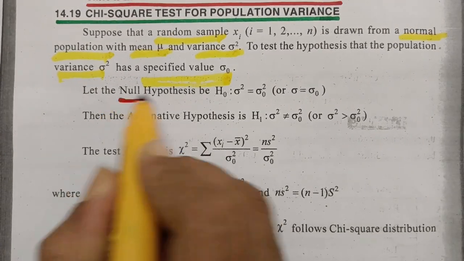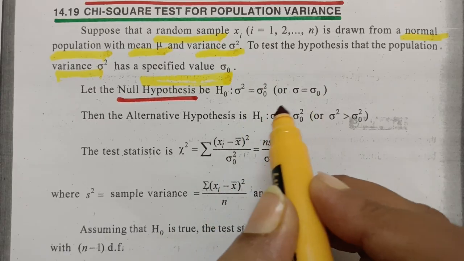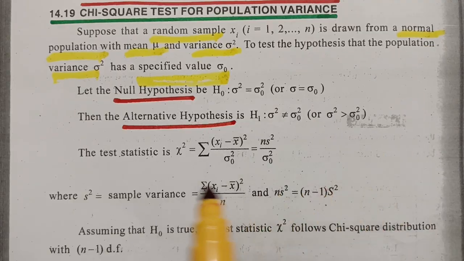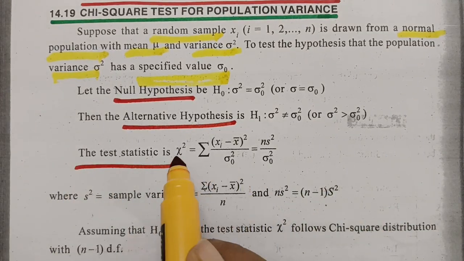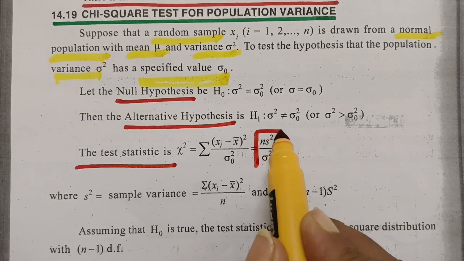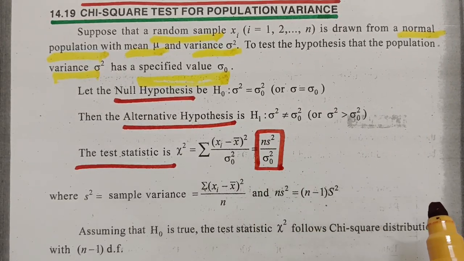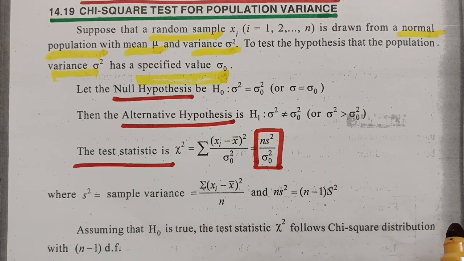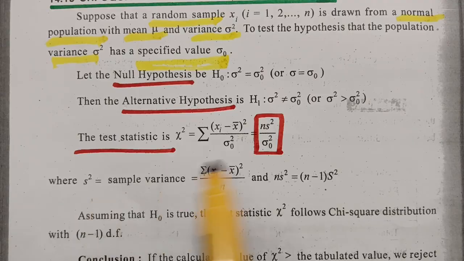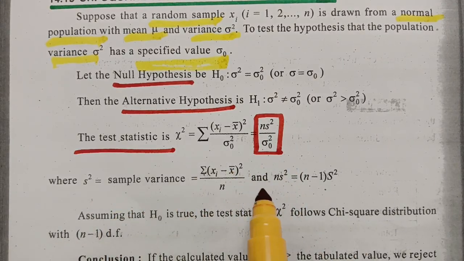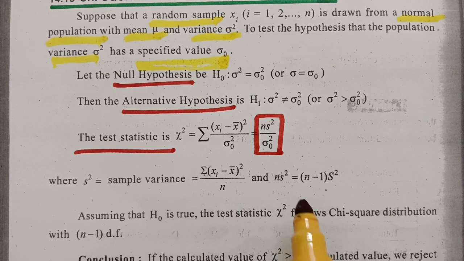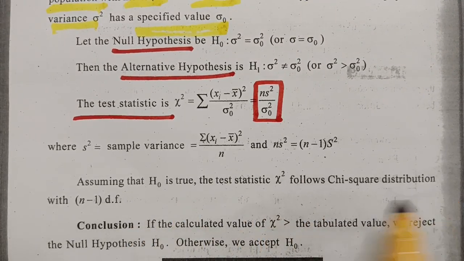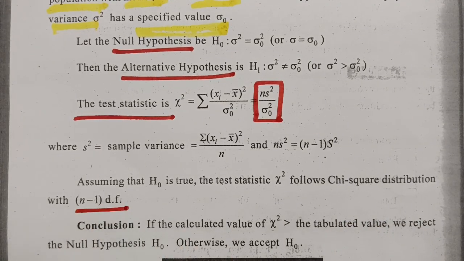The first one is the null hypothesis: sigma square is equal to sigma naught square. Alternate hypothesis: sigma square not equal to sigma naught square. Test statistic, and here is the formula: chi square is equal to n s square by sigma naught square. Here sigma naught square is the specified value, s square is the sample variance, and n is the sample size. Assuming that H naught is true, the test statistic chi square follows the chi square distribution with n minus 1 degrees of freedom.